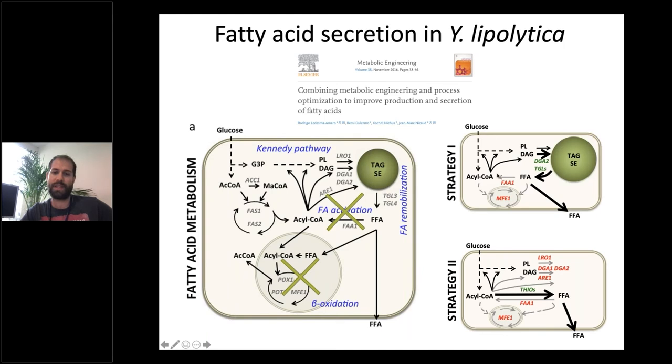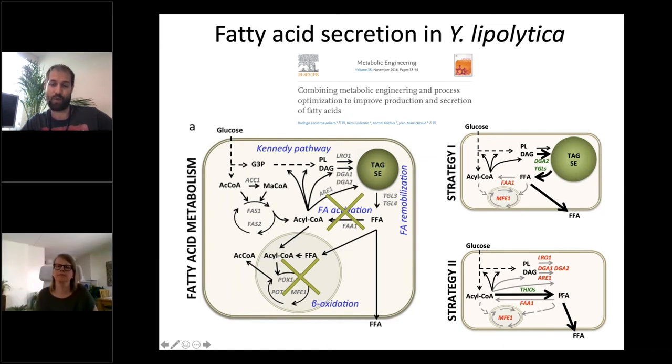So we tried several approaches. One strategy where we enhanced the Kennedy pathway to make more of the neutral lipid first, and then overexpressed different intracellular lipases to maximize the production of free fatty acids. And a second strategy where we blocked the production of triacylglycerols altogether, and we expressed thioesterases that convert the acyl-CoA moieties into free fatty acid moieties that can cross. We found similar results of secreted fatty acid, around 3 grams per liter in each case.